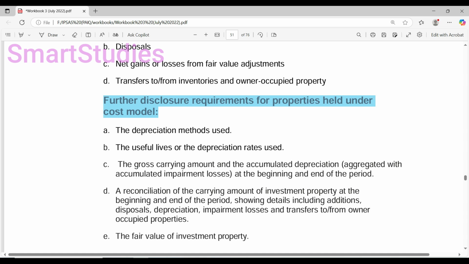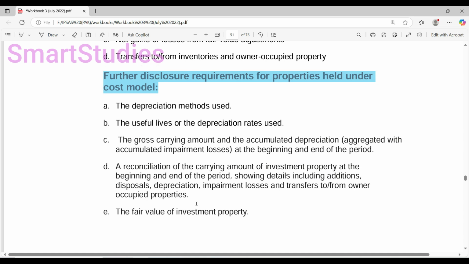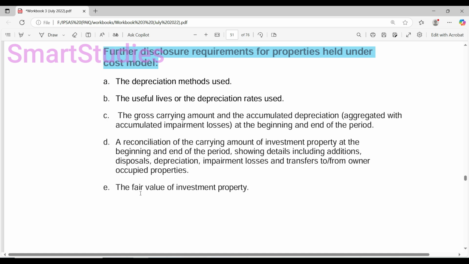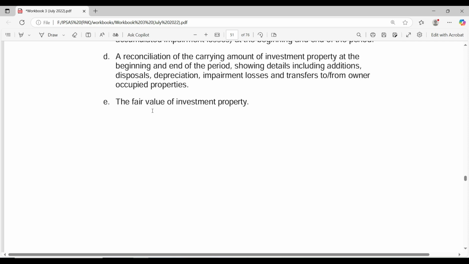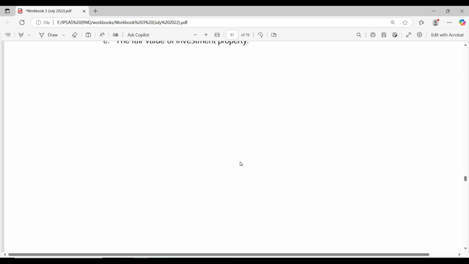Similarly, reconciliation of carrying amounts should be disclosed. The fair value of investment property is an important point. You are discussing the disclosure notes under the cost model, but IPSAS asks you to disclose the fair value of investment properties. It is useful for the user to analyze from both angles.